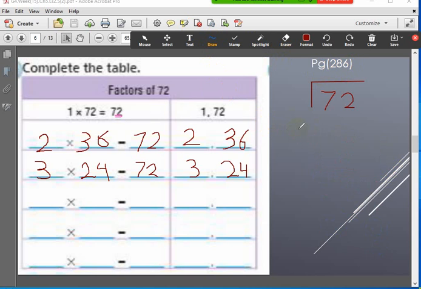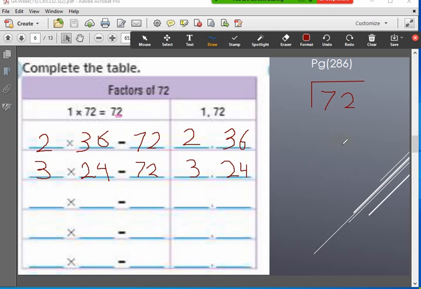Let's think about 5. Can I divide this number by 5? The rule told me that the last digit, which is the ones digit, must be 0 or 5. Look, the ones digit here is what? It is 2. So I cannot divide it by 5, because it's not 0 and it's not 5. So also let's think about 6.